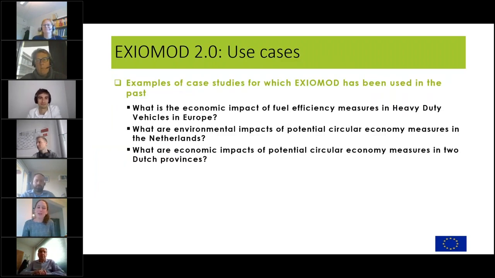Examples of where we use this model are, for example, for the European Commission, where we looked at what is the effect of fuel efficiency measures in heavy-duty vehicles. How does that impact not just that specific sector, but also, for example, the transport sector that will have higher cost of purchasing those vehicles, but might have lower fuel costs because of those measures. Also, on the circular economy topic, we did some studies for the Dutch government, but also for some Dutch provinces. Next slide, please.